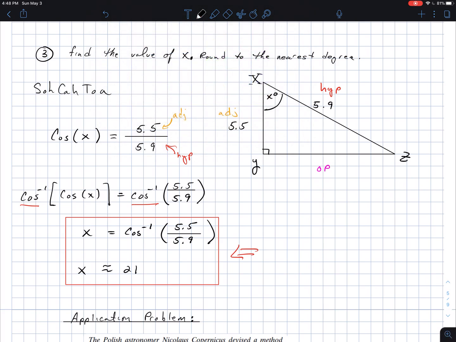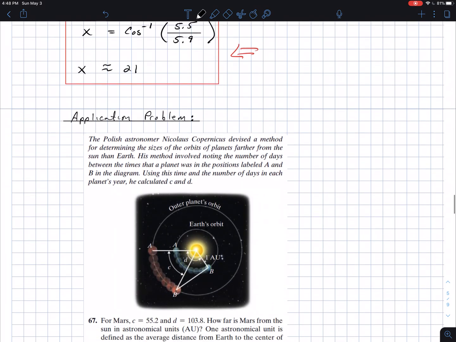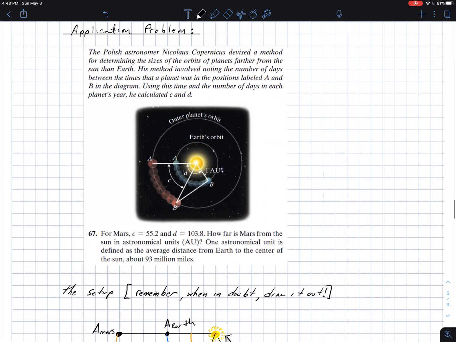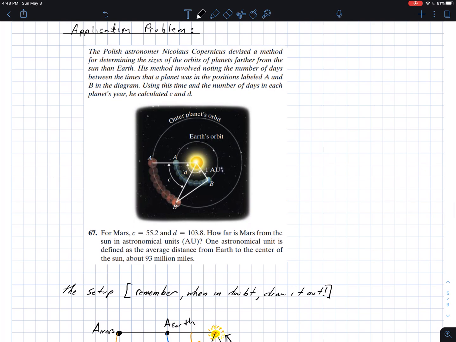Now, let's get into the application problem that I'd like to work out. And it's a great problem because maybe some people might remember a similar problem way back when. That problem was designed around the idea of Mr. Nicholas Copernicus. And he devised a method for determining the sizes of the orbits of planets farther from the sun than Earth.